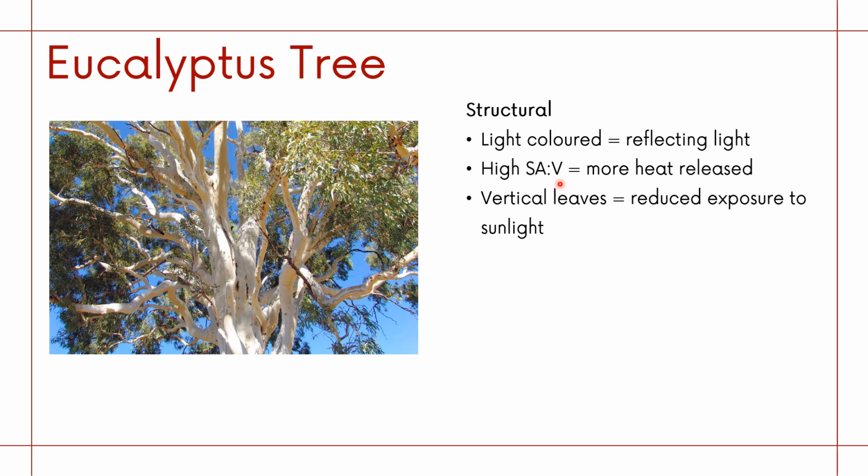It also has a high surface area to volume ratio. For example, the leaves might have a high surface area to volume ratio. They might be very wide and thin, therefore more heat can be released into the environment. Again, reducing the amount of heat that's in the plant. It might have vertical leaves, for example, and eucalyptus leaves do, so the leaves hang vertically downwards, and this reduces the exposure to sunlight, therefore reducing the amount of heat that it absorbs.